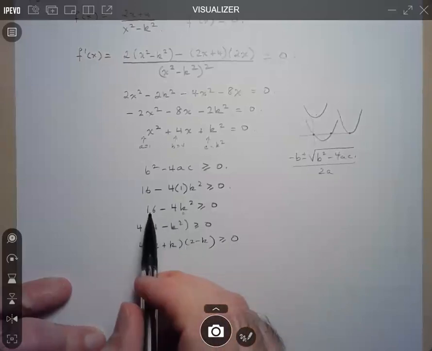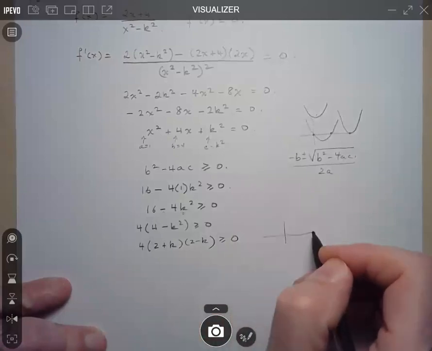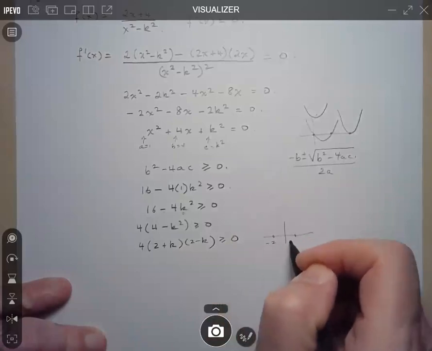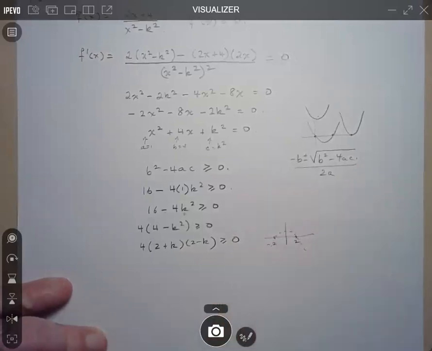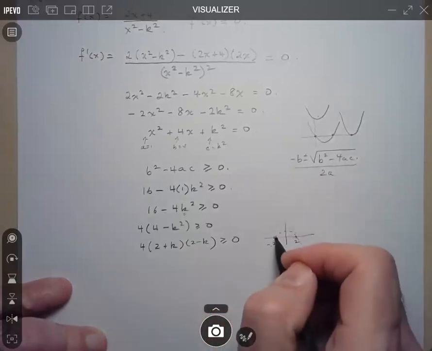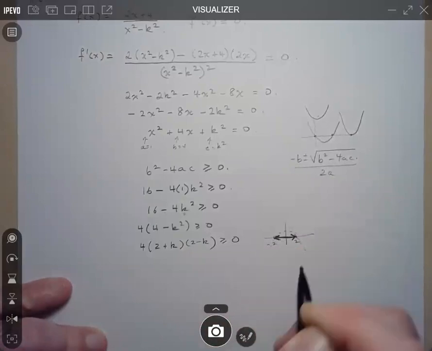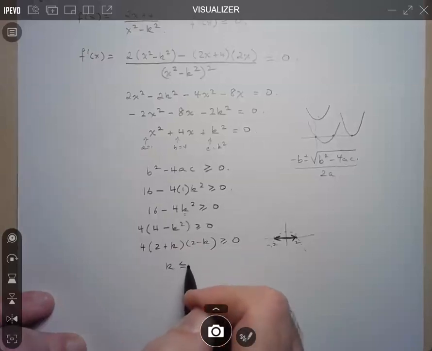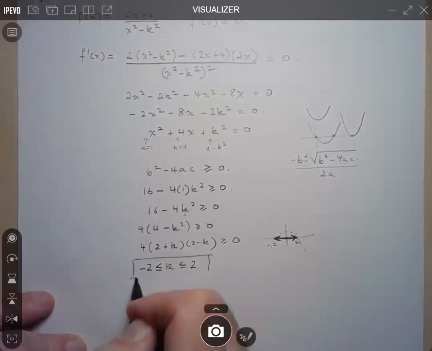And since this is a quadratic with a negative leading coefficient with x-intercepts at 2 and -2, I know that this is what the graph's going to look like. So where is this expression greater than or equal to 0? In the interval -2 to 2 inclusive. So that means that k needs to be less than or equal to 2 and greater than or equal to -2.